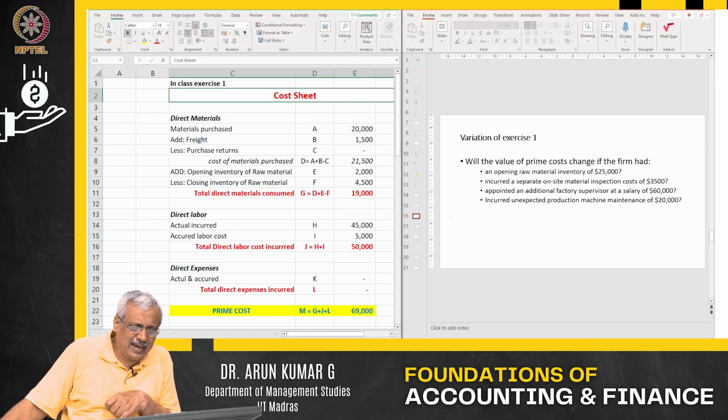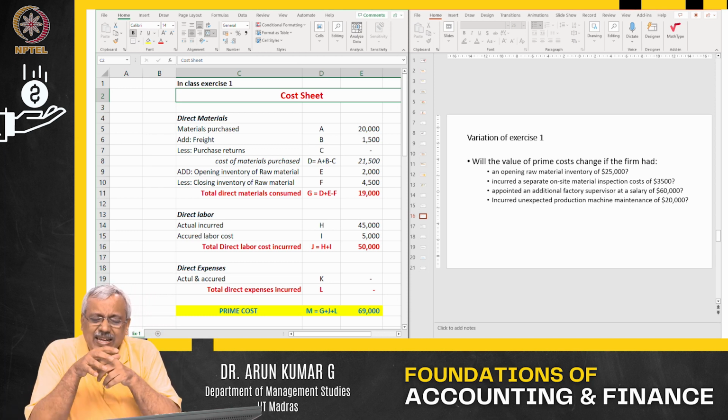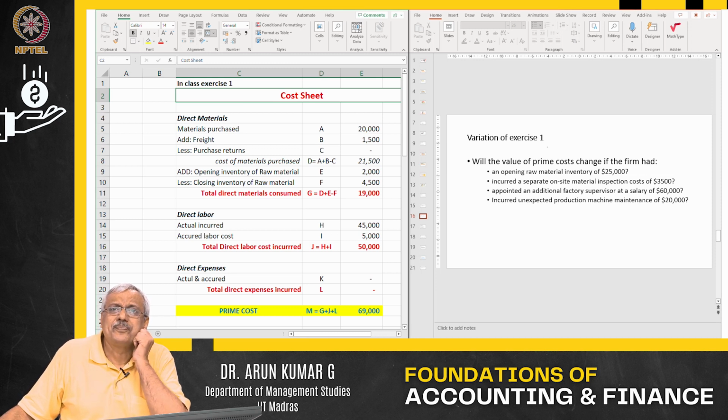Supposing I said that in this particular case, the opening raw material inventory was $25,000, and then I incurred a separate on-site material inspection, and so on. Let us see this. Of these 4 aspects I have given, will these 4 impact the prime cost? That is what I am trying to look at.